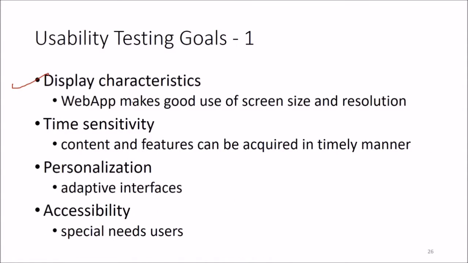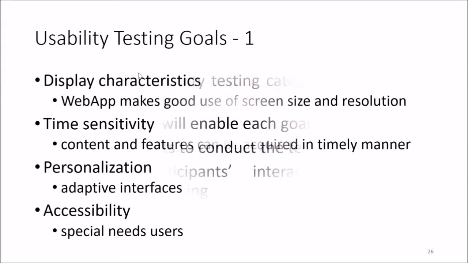Then the display characteristics: does the web app make good use of screen size and resolution across varied screen sizes? And time sensitivity: can content and features be acquired in a timely manner or not? Personalization, the adaptive interfaces, if any, and accessibility, for special needs users.